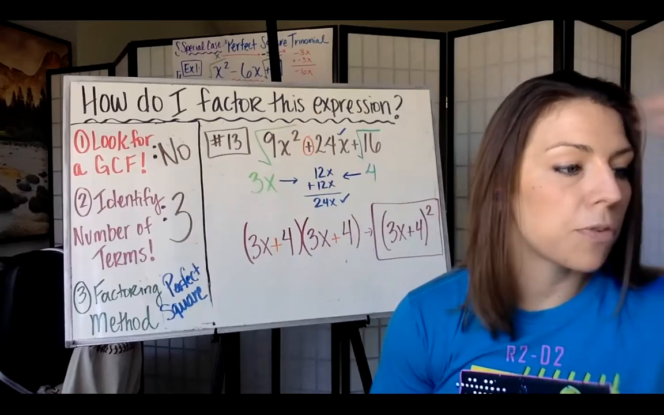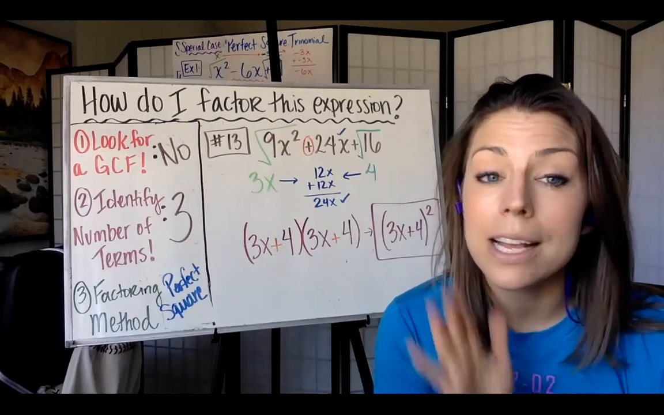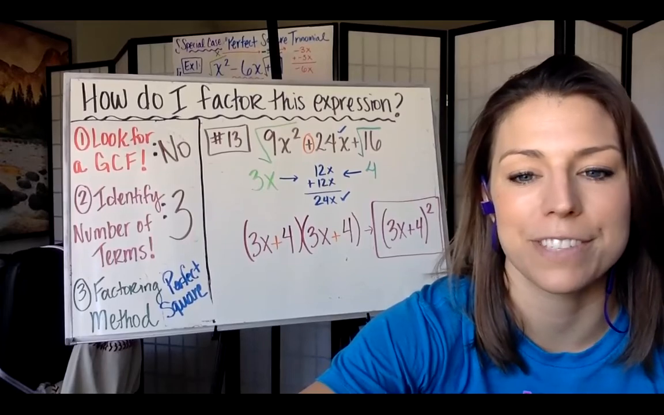So go ahead and try number 14. I will give you a hint. Number 14 is a perfect square trinomial because 1 is a perfect square. All right, go ahead and try that, and then we'll come back together for number 15.